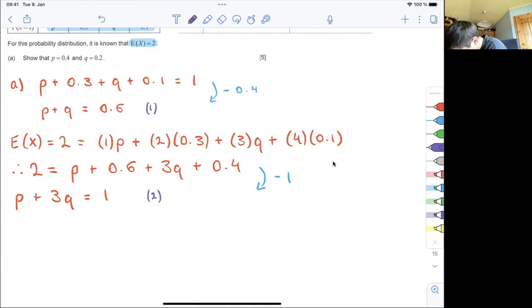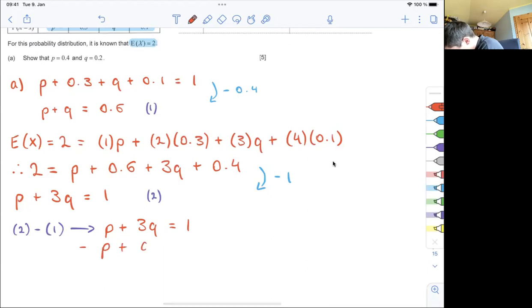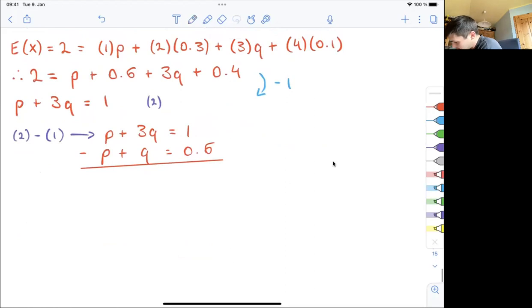All right, so what we're going to do is effectively equation 2 subtract equation 1, and that's going to look a little bit like this. We'll write equation 2 on top, so P plus 3Q is equal to 1, and now this is going to be subtract P plus Q is equal to 0.6. Now I draw a line under this, and now we subtract all the terms, and you'll get from the name that I said the elimination method.